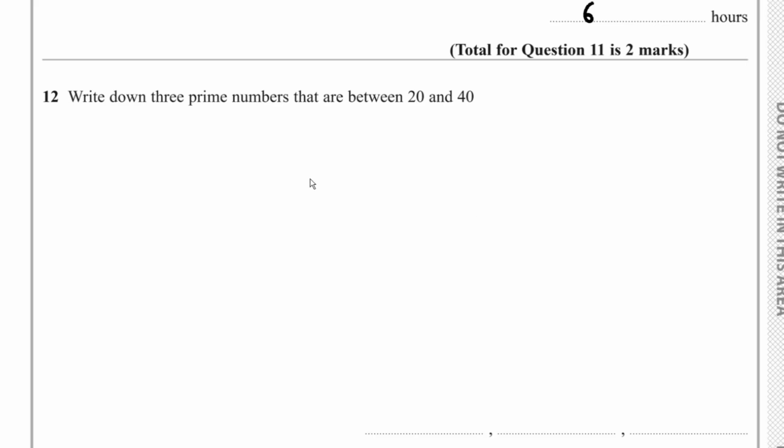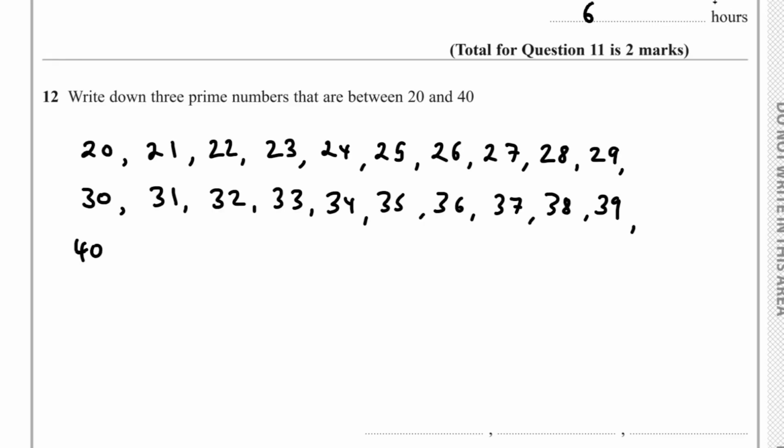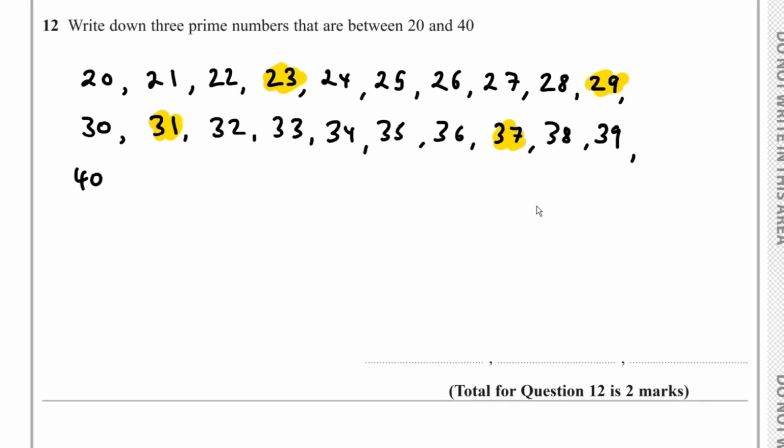Question number 12. Write down 3 prime numbers that are in between 20 and 40. So let's write down the numbers between 20 and 40 inclusive. So which is a prime number? Well, 23 is a prime number, 29 is a prime number, 31 is a prime number, and 37 is a prime number. So we can choose any of these numbers. So we could have 23, 29 and 31.